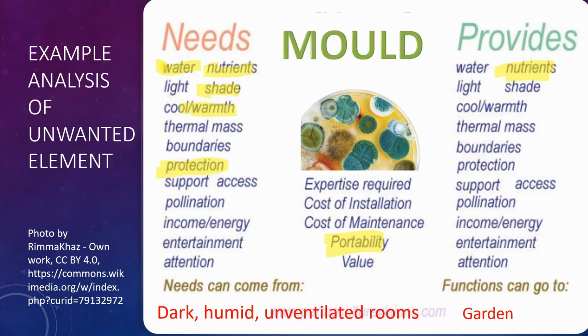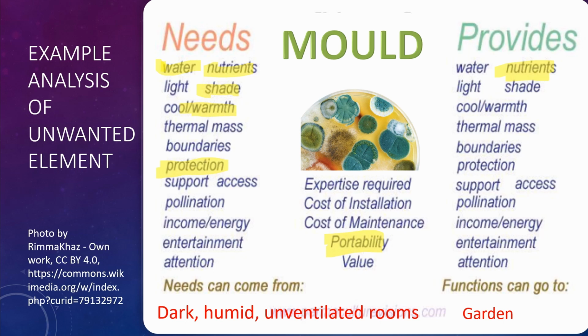Here's another example of an unwanted element. Let's say you've got mold in the bathroom. What are the needs of the mold? It needs high humidity. It needs some nutrients, usually gets that from dust. A leather jacket can go moldy, but it's actually the dust on the leather jacket that's gone moldy. It needs shade. It needs warmth, and it needs some protection from harsh winds. What does it provide? Well, I guess it provides nutrients, and it's an essential part of a decomposition process. So its needs come from dark, humid, unventilated rooms, and it does provide a function to the garden.